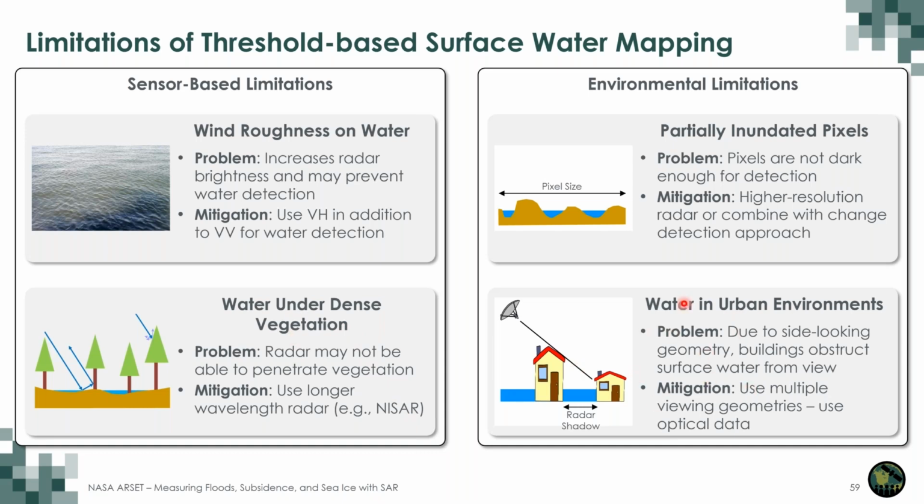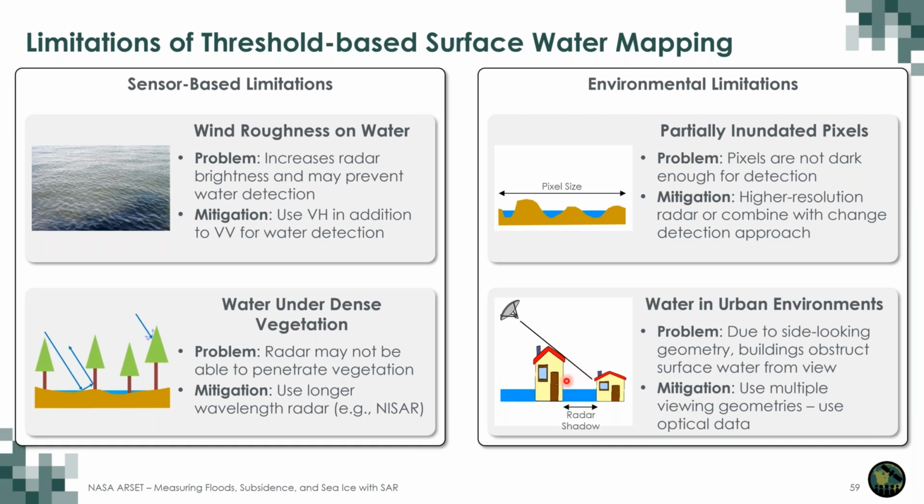A third one that I want to make you aware of is that SAR, because of its side-looking nature, has some limitations of seeing water in dense urban environments. The reason is if you look sideways to the ground, you may get large shadow effects where there's an area behind tall buildings that you cannot see with these side-looking radars.